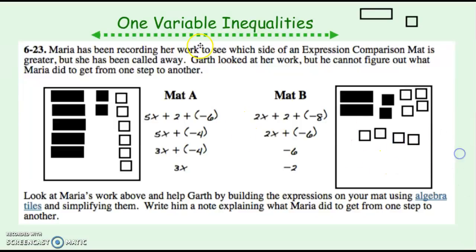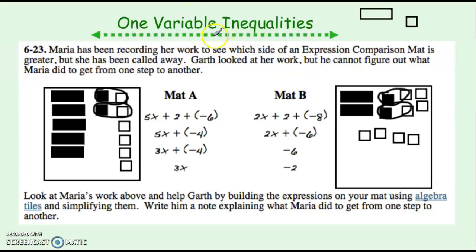Alright, so now I have my mat A and my mat B set up, and now I need to figure out what she did. So I started with 5x plus 2 plus negative 6 on mat A, and I got to 5x plus negative 4. So I see that she combined our units, and by doing that, she would have made 0 pairs and gotten rid of 2 positives and 2 negatives and been left with negative 4. On mat B, she did the same thing. So I have 2 positives and 8 negatives, and I end up with 6 negatives. So here's the same thing. She would have created 2 zero pairs.